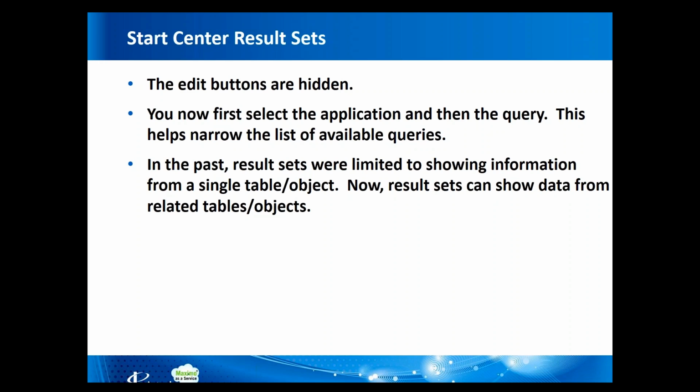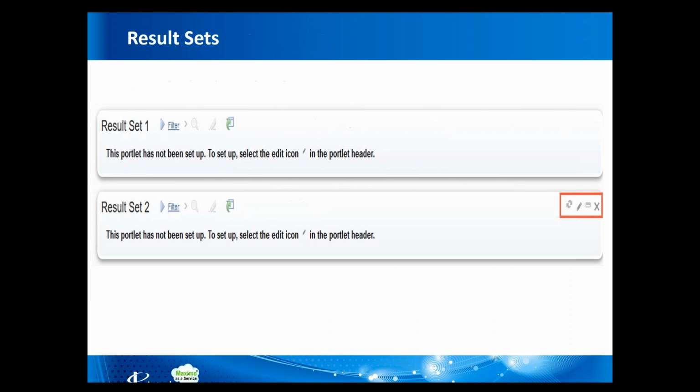So now we're going to go over some of the changes that have been made to the Start Center result sets. Your edit buttons are now automatically hidden. They have narrowed the list of available queries by having you first select the application. And the result set functionality has been expanded to let you select from multiple objects.